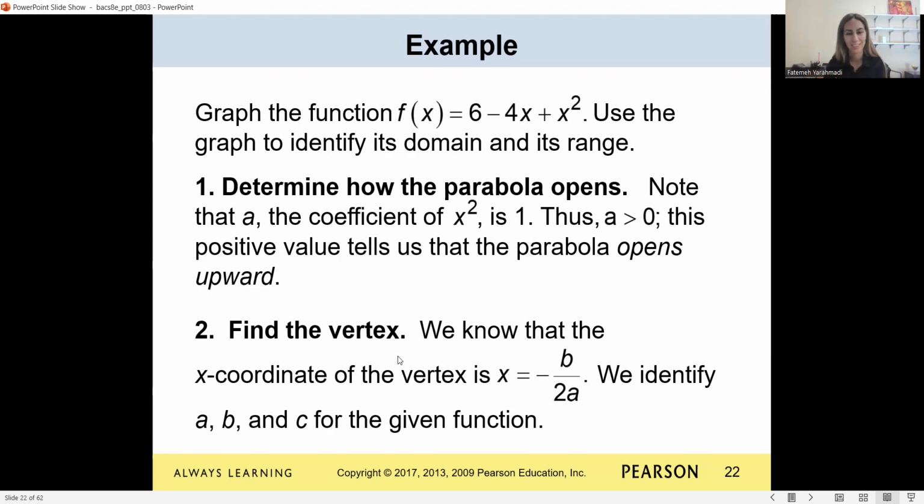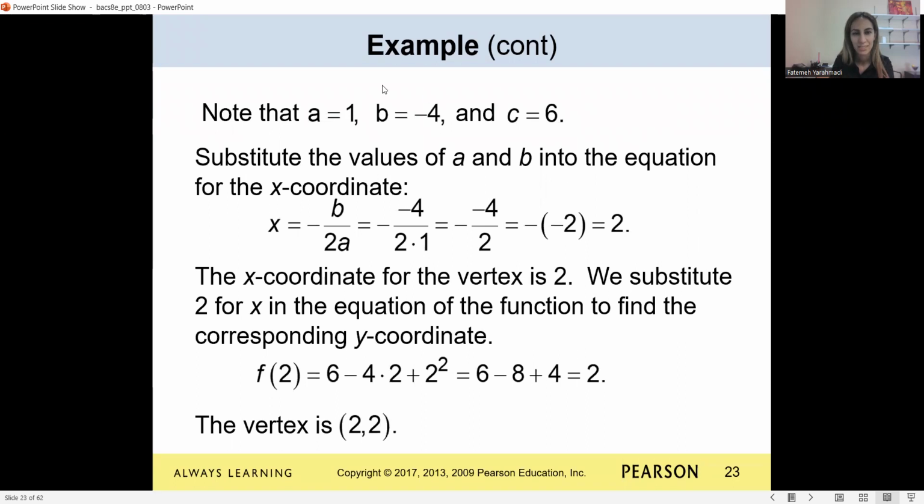We're going to find the vertex. The x coordinate has a nice formula. X is negative b over 2a. Well, what is b? B is negative 4. What is a? A is 1. So you have negative negative 4 divided by 2 times 1. Very well. So let us find our x coordinate for the vertex. A is 1, B is negative 4, and C is 6.